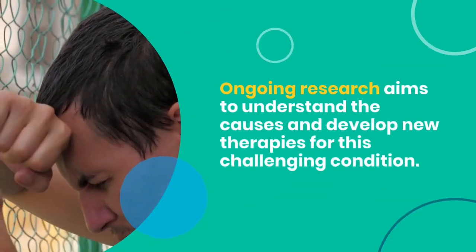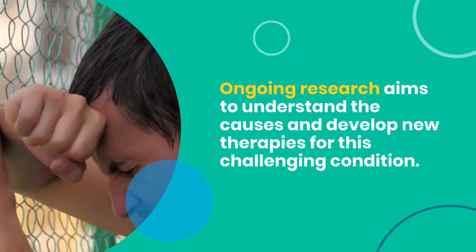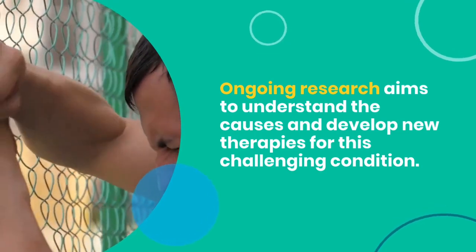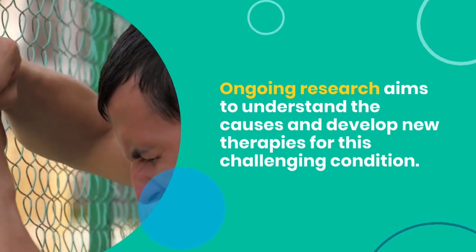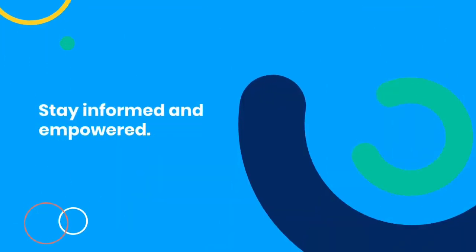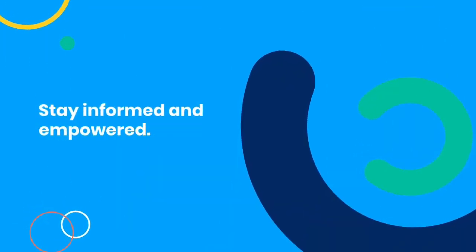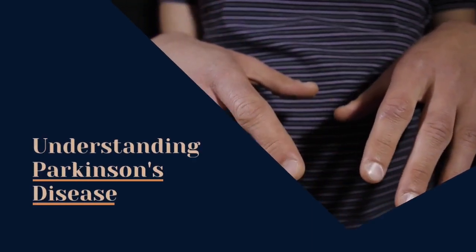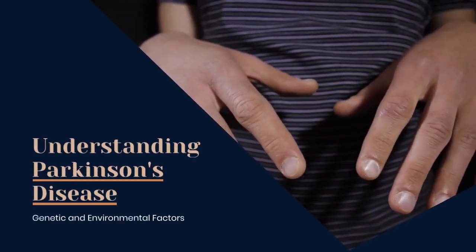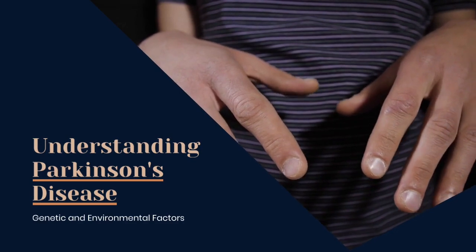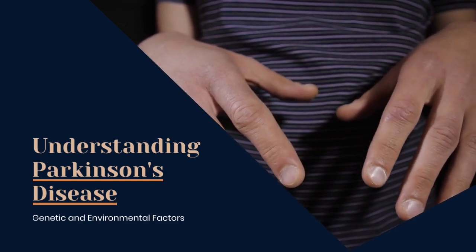4. Mitochondrial dysfunction. Mitochondria, the energy-producing organelles within cells, play a crucial role in neuronal function. Dysfunction of mitochondria can lead to impaired energy production, increased oxidative stress, and the release of toxic substances, ultimately causing neuronal damage. Mitochondrial dysfunction is thought to be involved in Parkinson's disease pathogenesis.